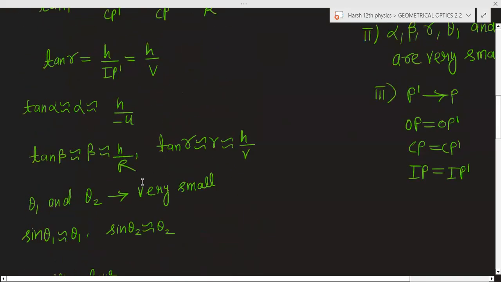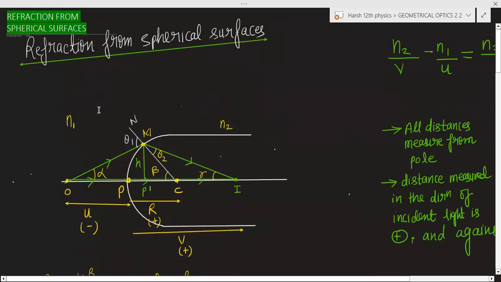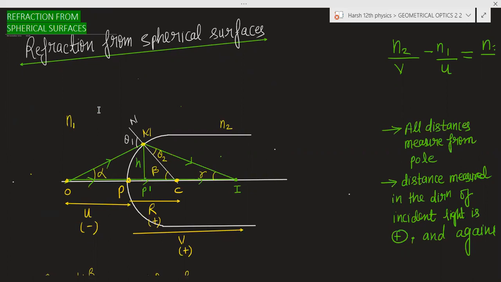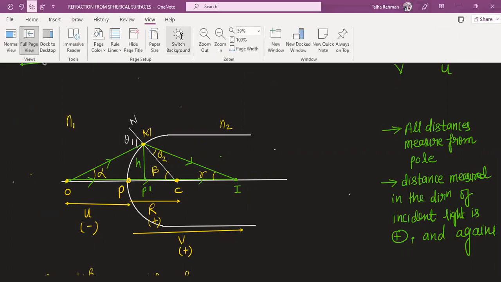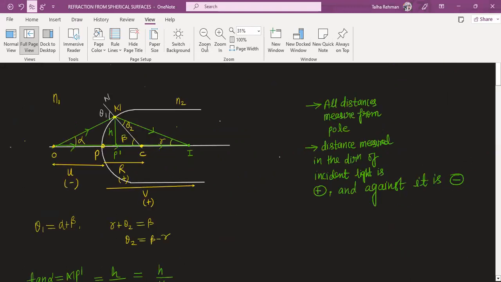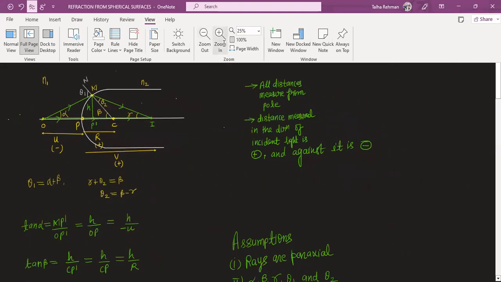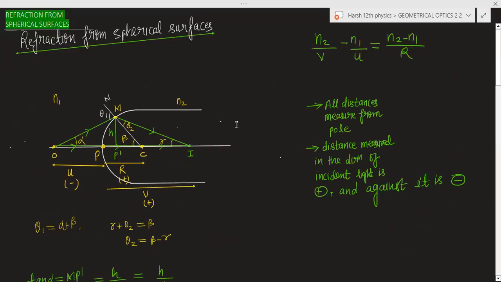And n1, what is n1? N1 is the refractive index of the medium from which the light is coming. N2 is the refractive index of the medium in which the light is going. So this is the derivation. Now you have to apply the concept of geometry and trigonometry.